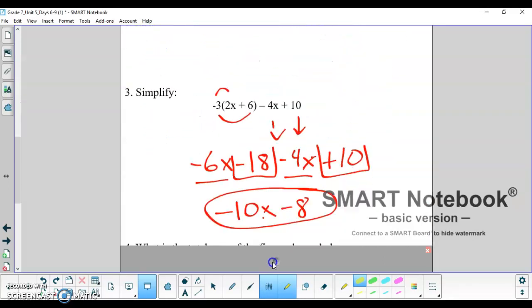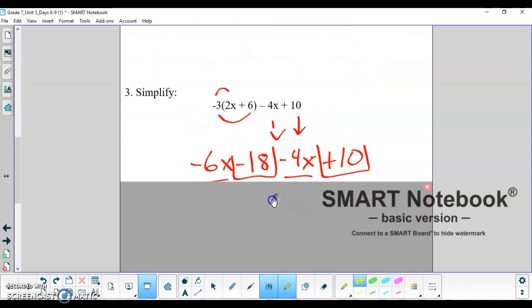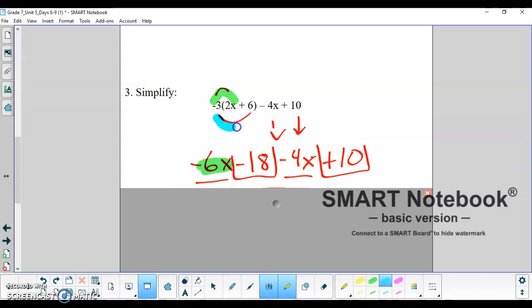Moving on to number 3. First thing I wanted to do was take a look at the problem. I have some parentheses, so I know I was going to over under in the first part of this problem. The negative 4x and the positive 10 were outside the parentheses and not touching the parentheses, meaning they got dropped down. So I did negative 3 times 2x and got negative 6x. I did negative 3 times positive 6 and got negative 18. And then again, all I did was drop down my negative 4x and drop down my positive 10.